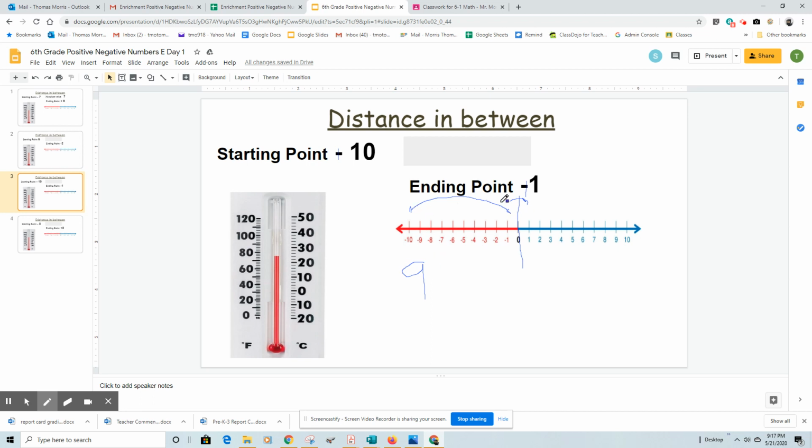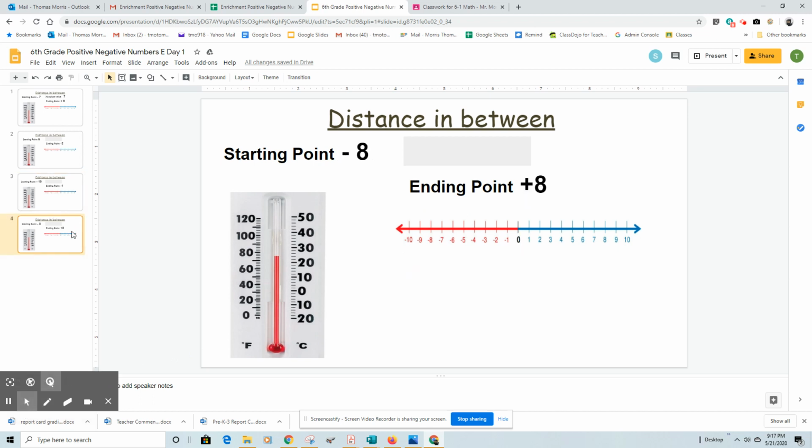When you're on the same side of 0, the distance from one point to the other is just subtraction. Then the last type of problem you're going to see is this one. Your starting point is -8, and your ending point is +8. Some people see this right away and just add those together, and they think it's 0 distance, because it doesn't make sense.